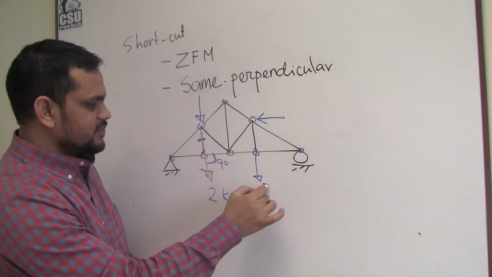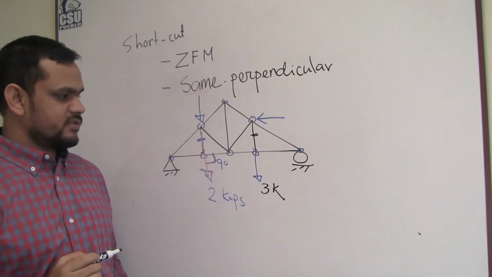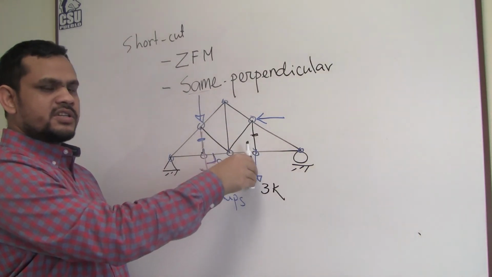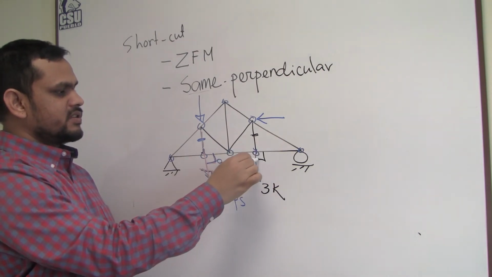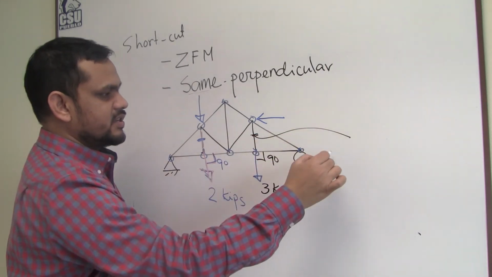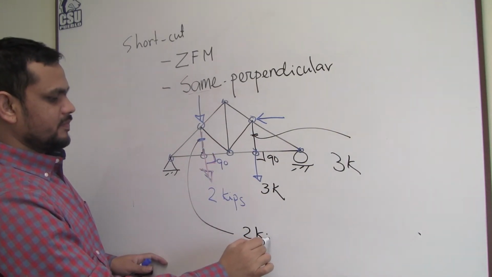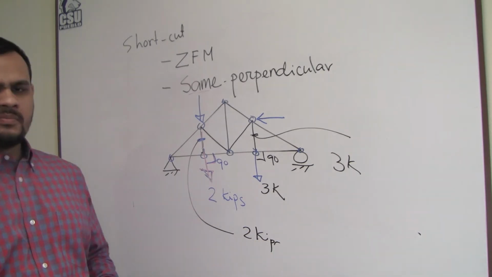Similarly here, say this force is 3 kips. This member will take all the force. Why? Same direction, and the other members are perpendicular. This is 90 degrees. So the member force here is 3 kips. The member force here is 2 kips. That is why I named it same perpendicular.